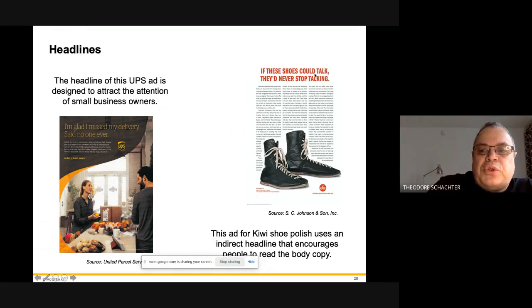This one, if these shoes could talk, they never stop talking, is very indirect. You don't know if you're talking about the brand of shoes or what they'd be talking about. So theoretically, people would be so curious what the shoes would never stop talking about that they would read the rest of the ad.